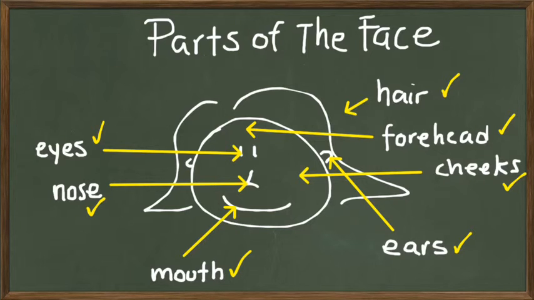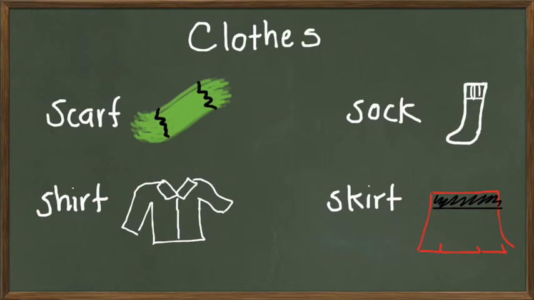It's just parts of the face or parts of the head, including forehead and hair itself. So you can just remind yourself from your kindergarten or primary school. All right. Now, our next item is clothes. Very simple. We're just going to have 4 items to review today.